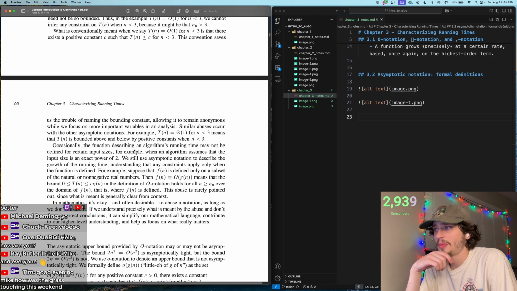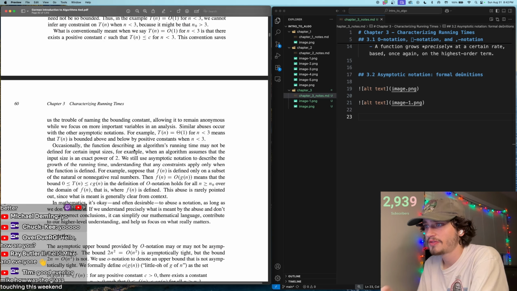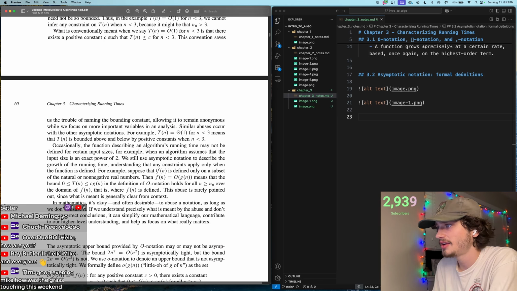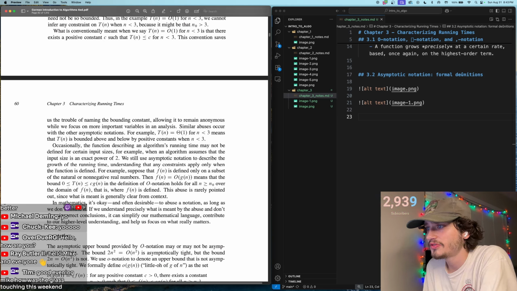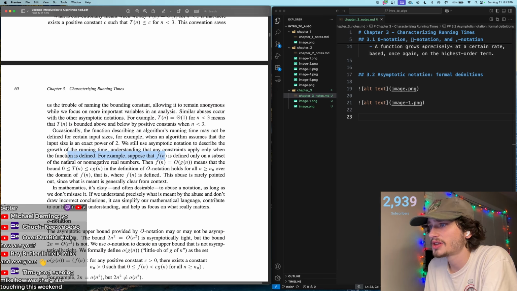Occasionally, the function describing an algorithm's running time may not be defined for certain input sizes. For example, when an algorithm assumes that the input size is an exact power of 2, we still use asymptotic notation to describe the growth of the running time, understanding that any constraints apply only when the function is defined. For example, suppose that f(n) is defined only on a subset of the natural or non-negative real numbers.